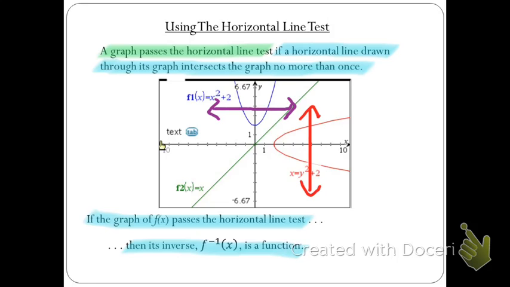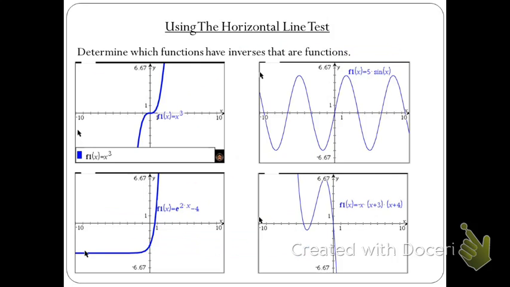last thing we need to do here. I have given you the graphs of 4 functions. Pause this for a moment. Determine which of these functions you think have inverses that are also functions using the horizontal line test. Then we'll discuss it here momentarily.